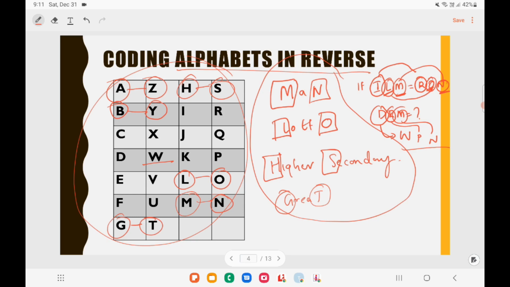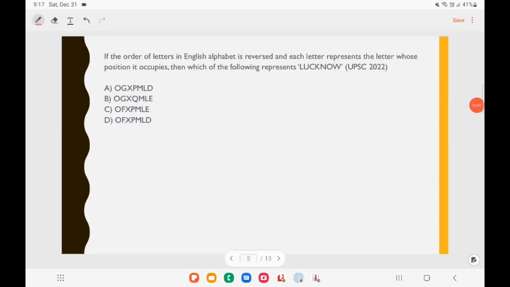So now we'll be doing some questions, some UPSC previous year questions, and some practice questions as well, in order for you to understand the different types of questions that are being asked. So there you will be finding different types of codings as well. So let us move on with the questions. So let's take the first question.